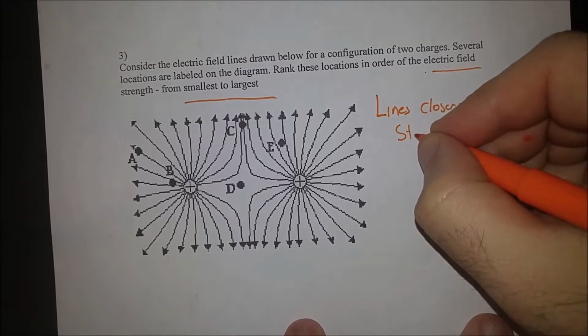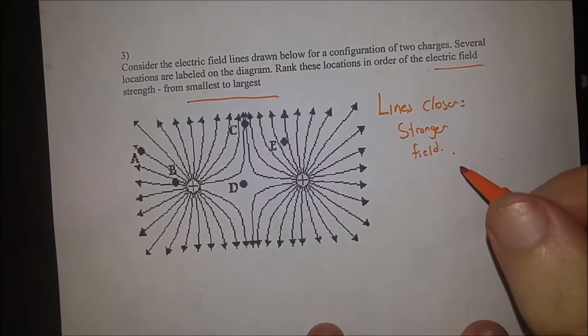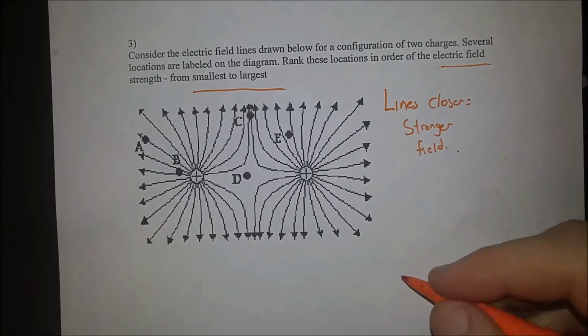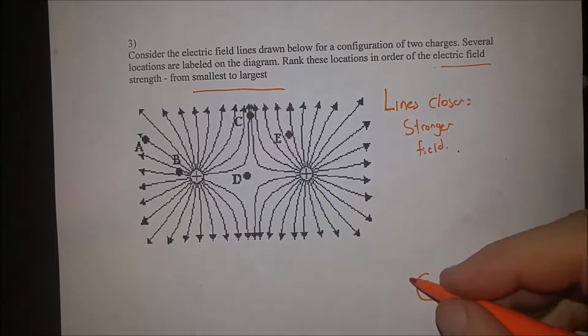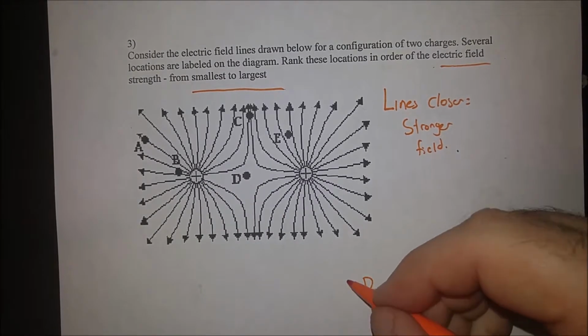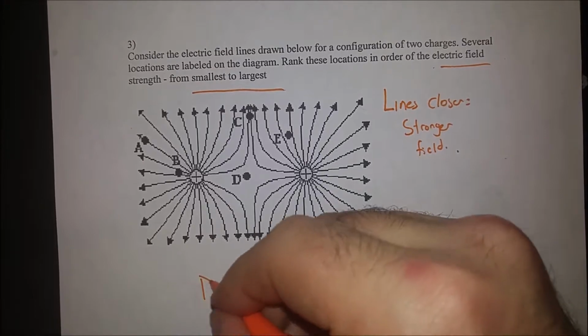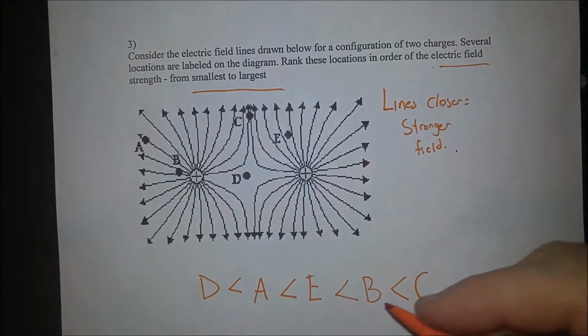Fields are stronger when the lines are closer together. When the lines are super far apart, that means there's very little field. So C is going to be the most field. Next up is going to be B, because B is where the lines are closer together. Next up is going to be E, then A, and then D is the dead zone, so it's last. Even though A is on a line, it doesn't matter. It's about how the lines themselves are close together.